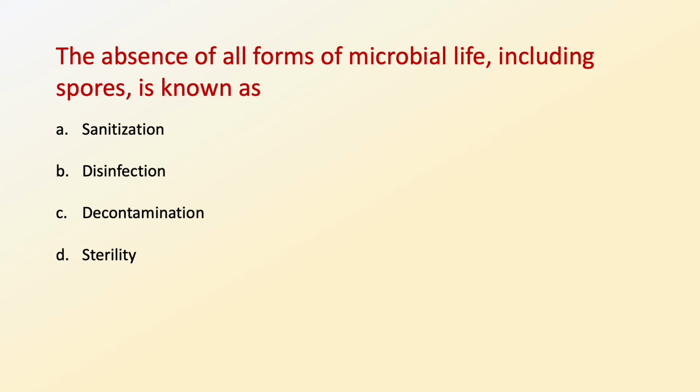The absence of all forms of microbial life, including spores, is known as what? Option A, sanitization. Option B, disinfection. Option C, decontamination. Or option D, sterility. So, the correct option is option D, which is sterility. So, the absence of all forms of microbial life, including spores, is known as sterility.